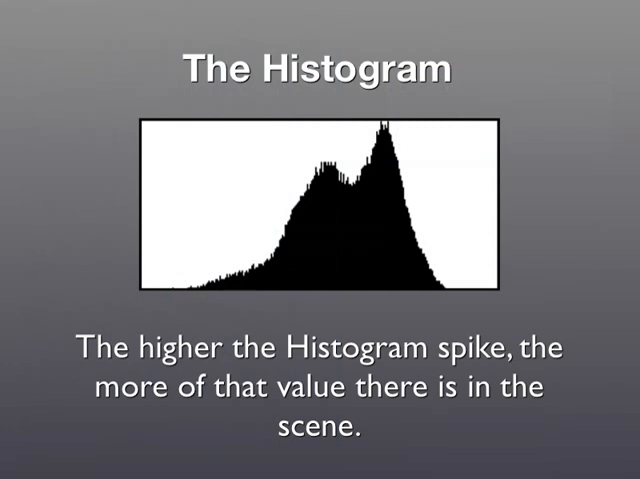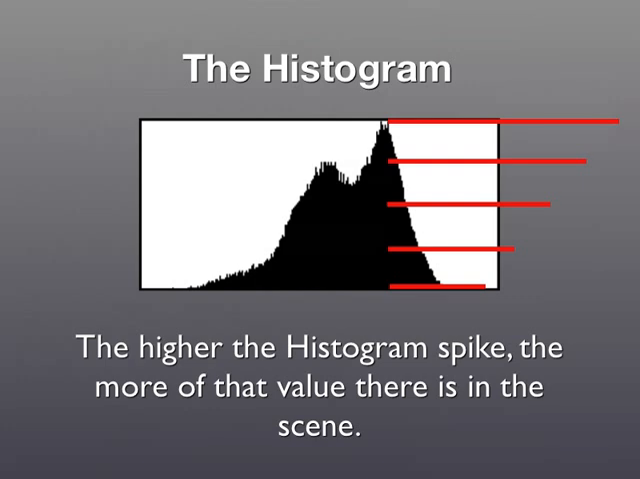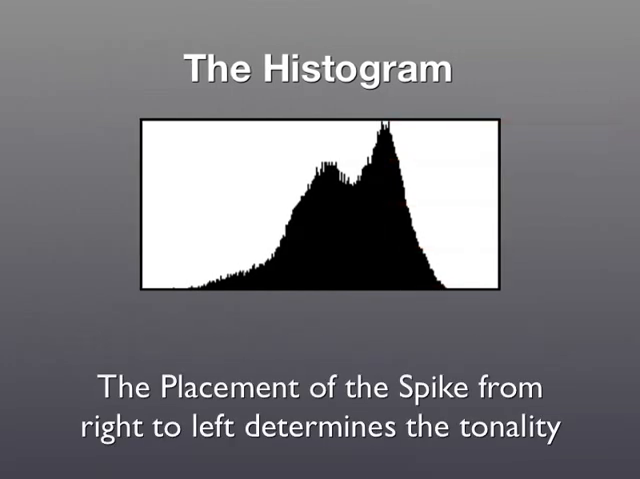So the higher the histogram spike, the more of that value there is in the scene. But I don't find this as useful because we can simply look through our viewfinder and know, wow, there's a lot of snow in that scene, or there's a lot of burnt forest. So I don't concentrate so much on the height as I do on the distribution from right to left. The placement of the spike from right to left determines the tonality. That's important for us to know.